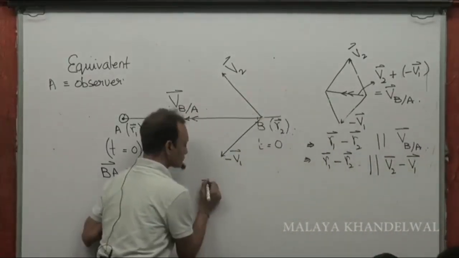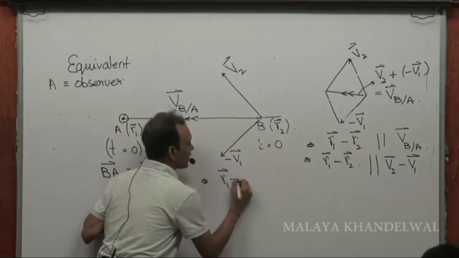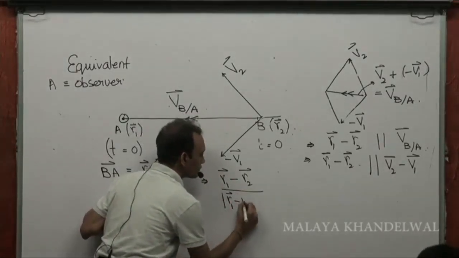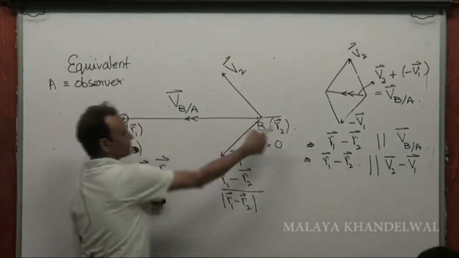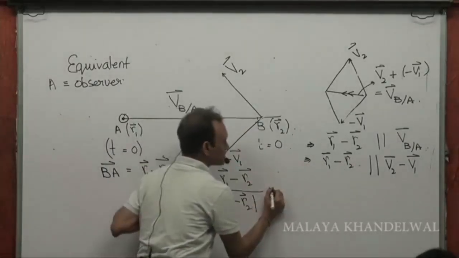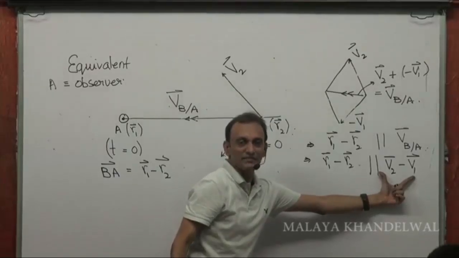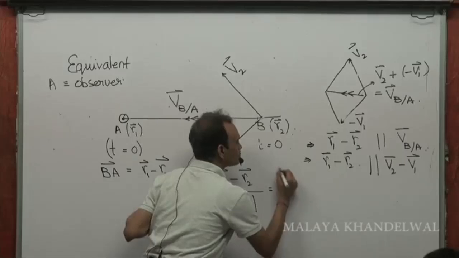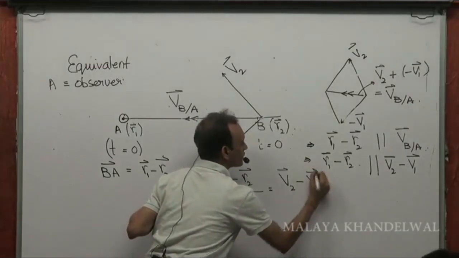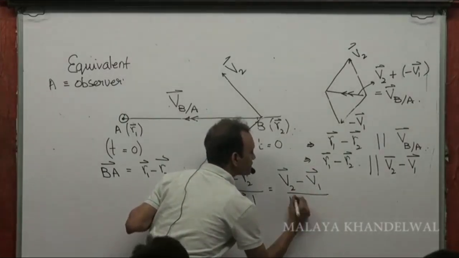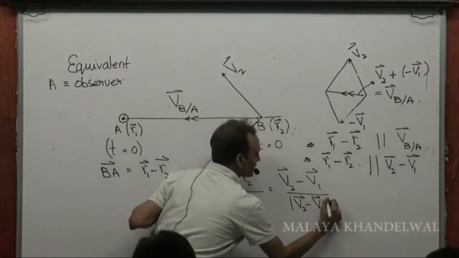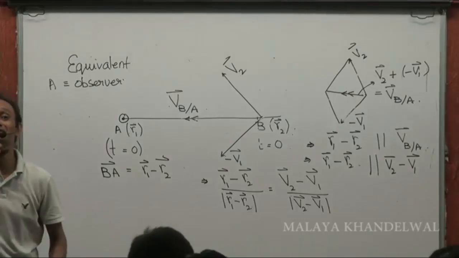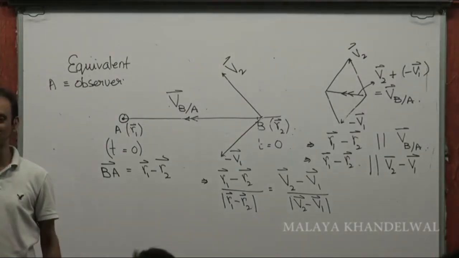That means R1 minus R2 by mod R1 minus R2. That's a unit vector in this direction. That must be the same as a unit vector in the direction governed by V2 minus V1. Unit vector along V2 minus V1 is V2 minus V1 divided by mod V2 minus V1. So if the four vectors R1, R2, V1, V2 are related by this condition, then the two particles must collide.